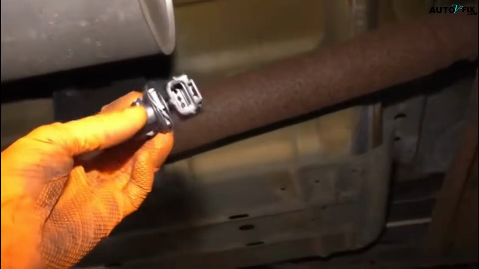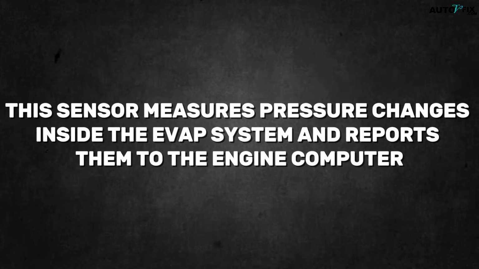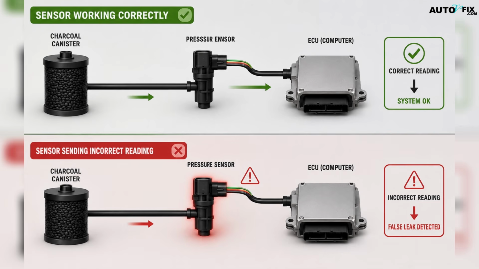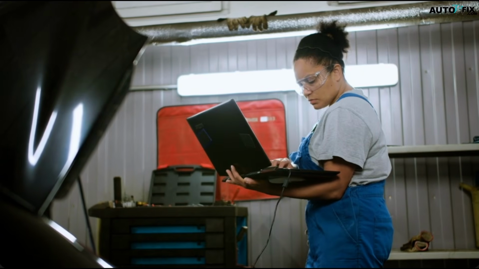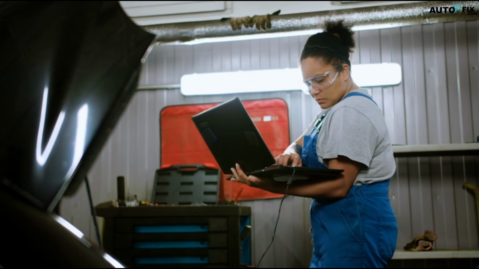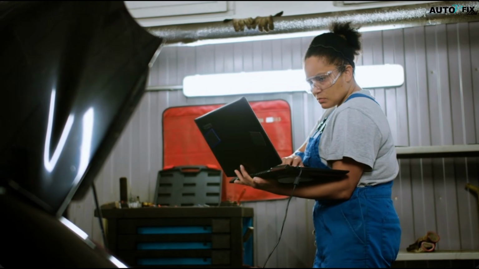Another component worth mentioning is the fuel tank pressure sensor. This sensor measures pressure changes inside the EVAP system and reports them to the engine computer. If the sensor sends incorrect readings, the computer may think the system has a leak when it actually doesn't. For that reason, professionals usually consider the pressure sensor only after the rest of the system has been inspected.